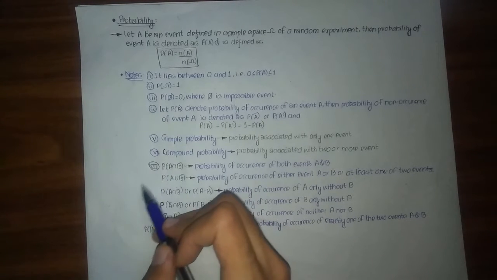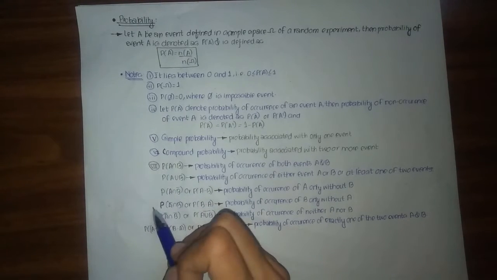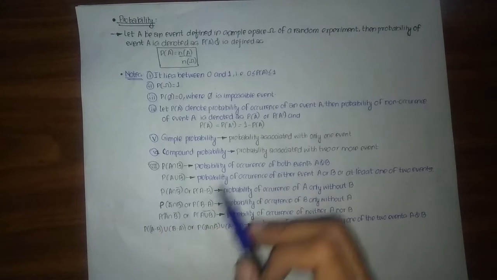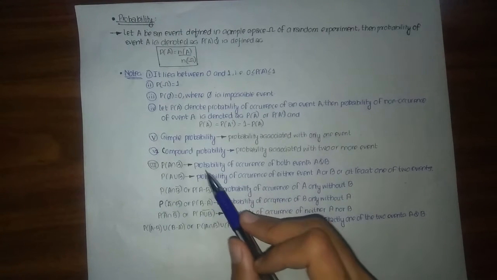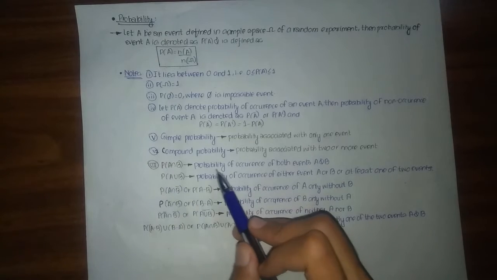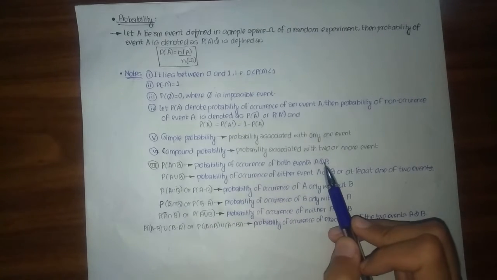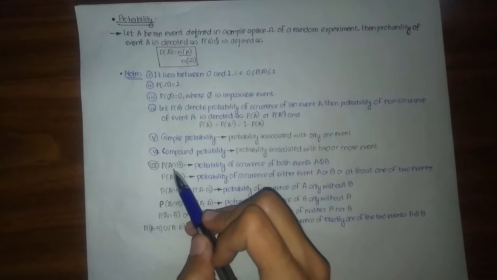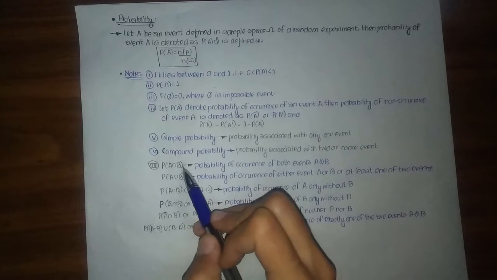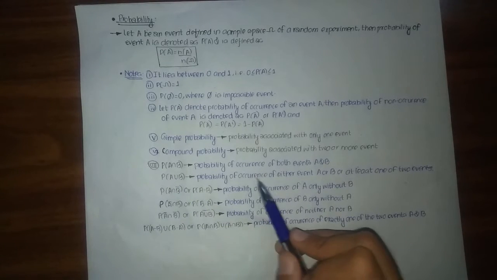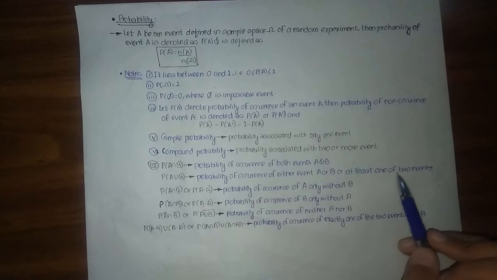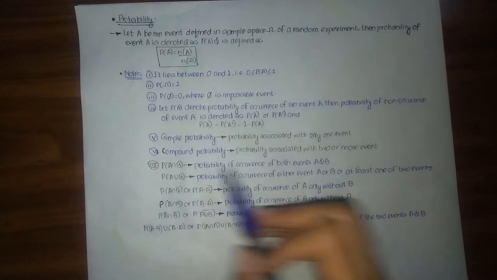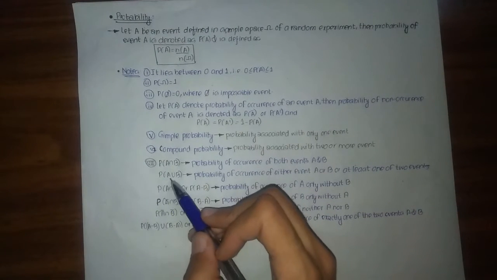Next we have an important part. This number 7 is quite important while solving our problems. So if we had to calculate the probability of occurrence of both events A and B, it is denoted by P(A intersection B). Next we have the probability of occurrence of either event A or B, or at least one of the two events A or B, and it is denoted by P(A union B).